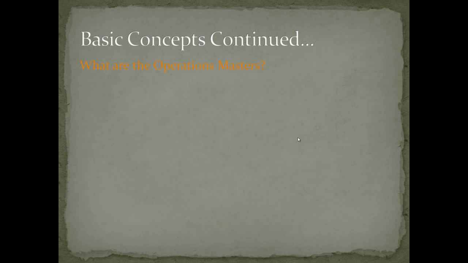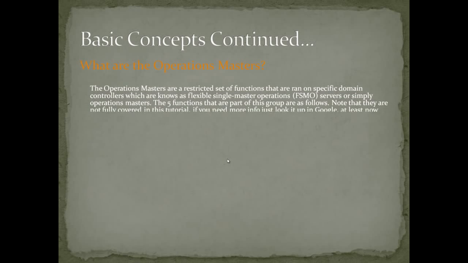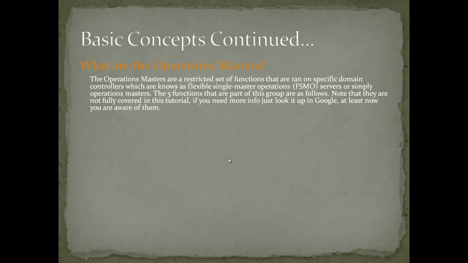All right, so what are the operations masters? These are just a restricted set of functions that are run on a specific domain controller, which are known as the flexible single master operations, or FSMO servers, or simply operation masters. And the 5 functions that are part of this group are as follows. Please note that I don't cover this fully in this tutorial, and if you need more info, just look it up, do a Google search. But at least you're aware of these 5 function roles here.